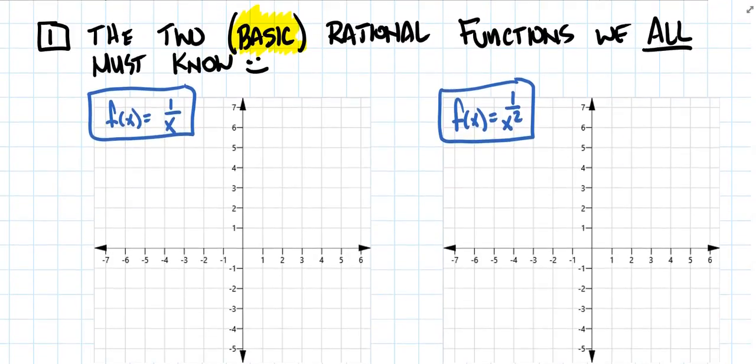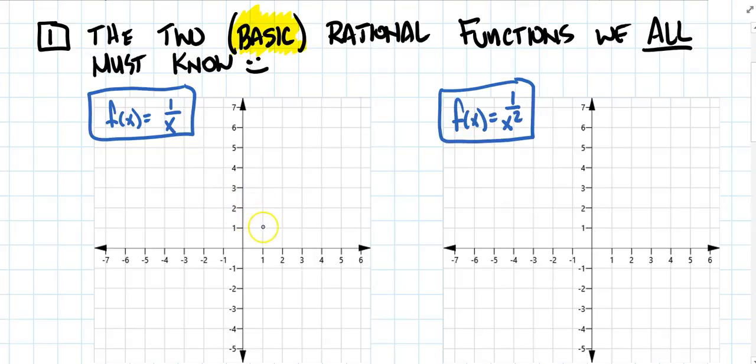There are 2 basic rational functions that we all must know, and these are the 2 of them right here. On the left-hand side, I have f of x equals 1 over x, and on the right-hand side, I have f of x equals 1 over x squared. I'm really hoping that we already know what these graphs look like, but in case we don't, 1 over x looks like the Hurley graph, and 1 over x squared looks like a tree trunk. So here are the graphs, here are the basic points that we should know for each one of them.